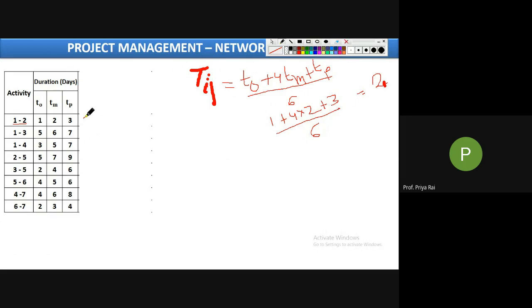Similarly, we will calculate for all the others. For the next one it will be 6, I think: 5 plus 4 into 6 plus 7, divided by 6. 36 by 6, we will get 6. Like this way, we will calculate all the TIJs.